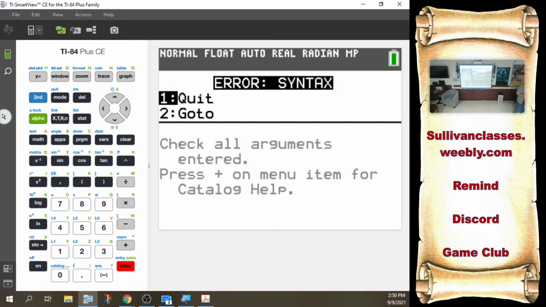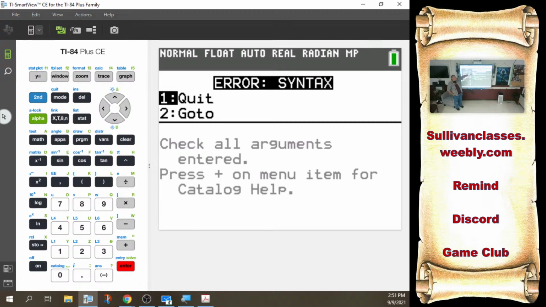If you ever see it say syntax, it's asking, why'd you type it like that? Okay? That's all it is. If you ever see that error, it's saying you typed something goofy. And I bet the negative sign versus the minus sign is your problem.